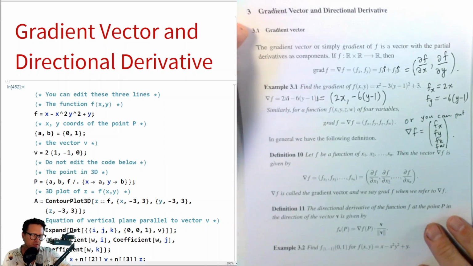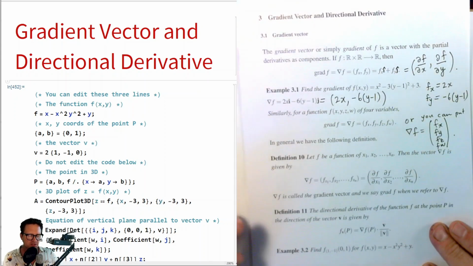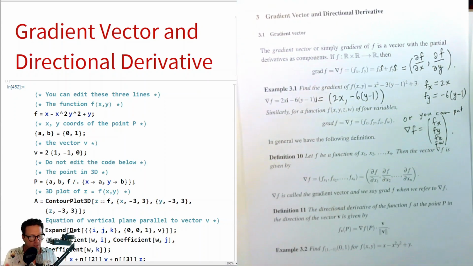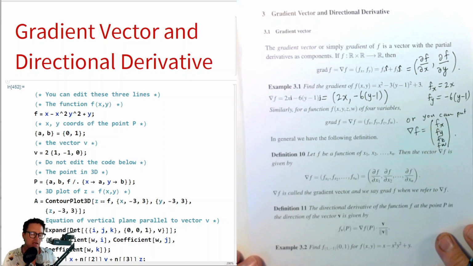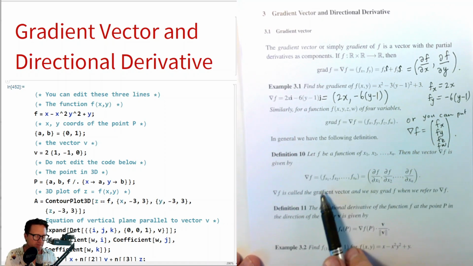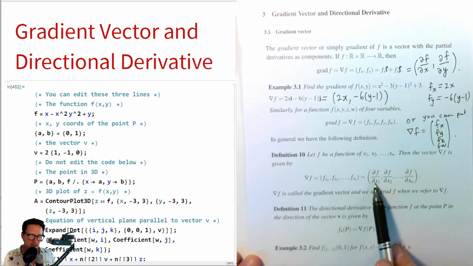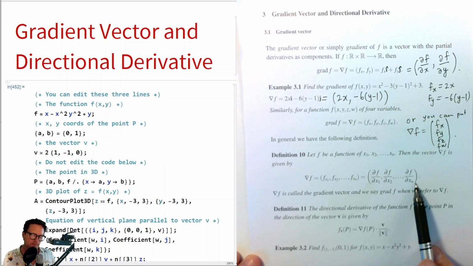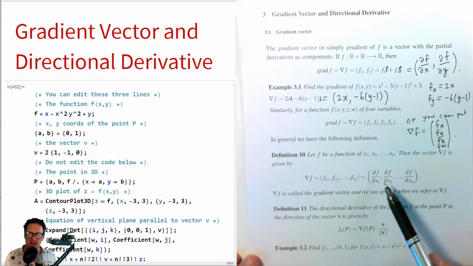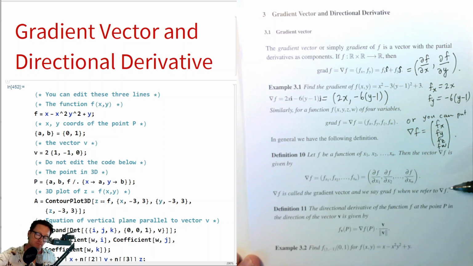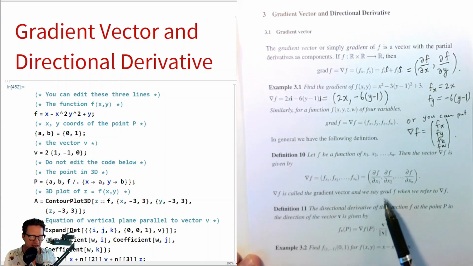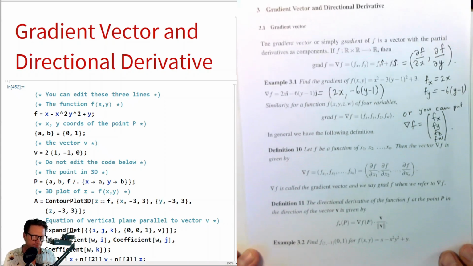Definition 10. Let f be a function of x1, x2, etc. up to xn. So suppose we have a function of n letters. Then the vector grad f is given by the partial derivative of f with respect to each of those letters, and so it's given like this, right? So now you might see the advantage of writing this horizontally, because otherwise this can be quite large and take up a lot of space on the page. Grad f is called the gradient vector, and we say grad f when we refer to this.